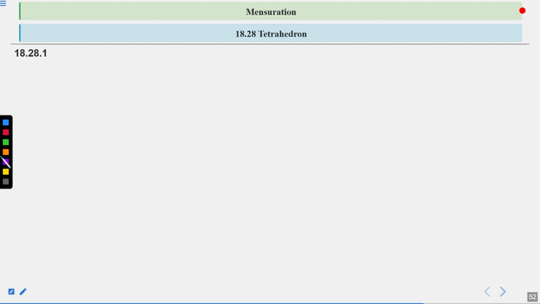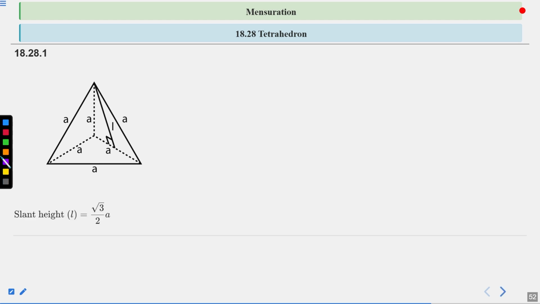Next one is 18.28, which is the tetrahedron. Now see the formula related to the tetrahedron. So 18.28.1, this is the diagram of a tetrahedron. This is a specific type of pyramid in which the base is always triangular. So the slant height L will become root 3 by 2 a.